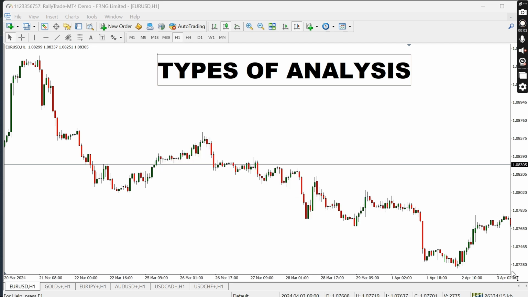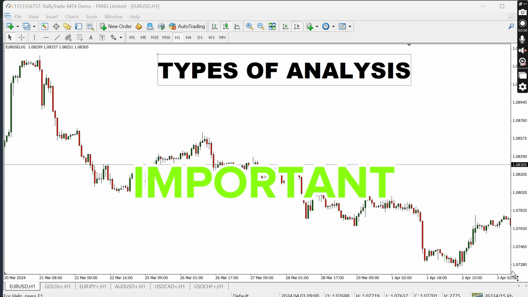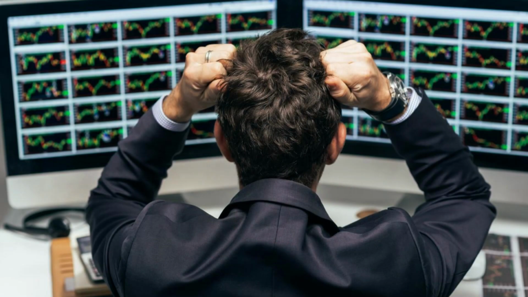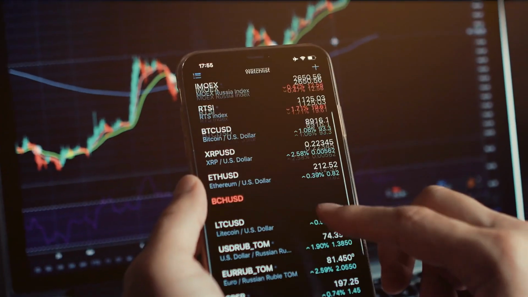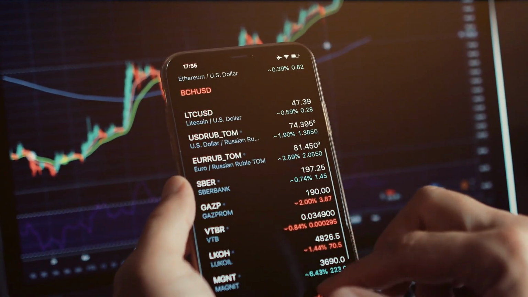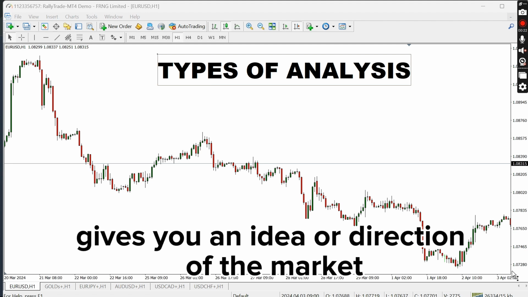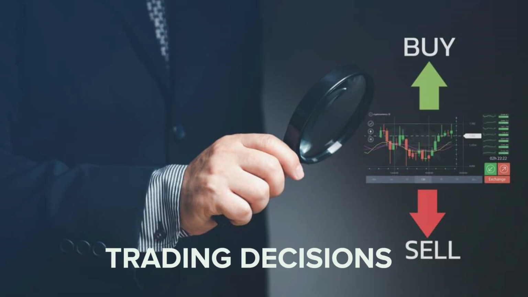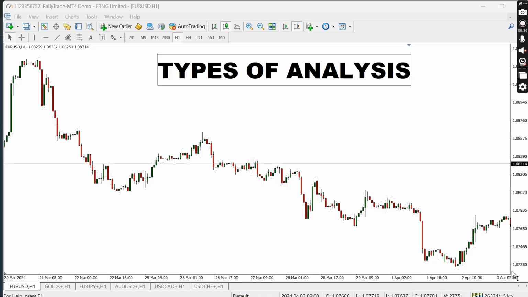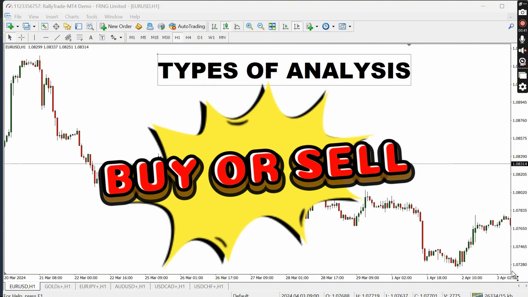So today we'll be speaking about something very important. If you're new to trading, or you're new to the global financial market, or you're an intermediate trader, or you're an experienced trader, it's something we all need to know. This is what gives you an idea of the direction of the market. As a trader, you need to make trading decisions. You need to be able to buy or sell, and this is what would give you that perspective or that idea of when to buy or when to sell, and that is actually analysis.